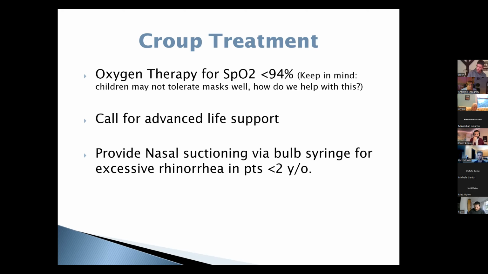And if for some reason they've got a whole bunch of excess secretions coming from their nose, we do have a bulb suction that we can use to help get that out of the way for them.